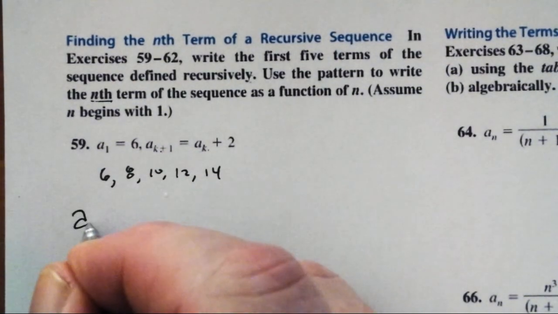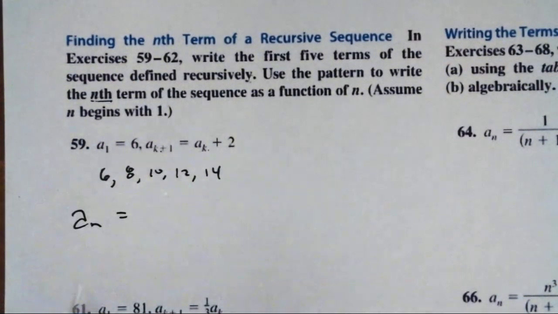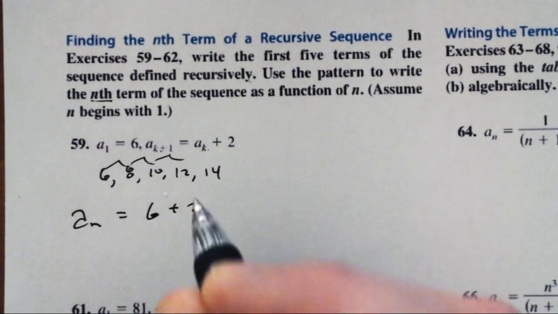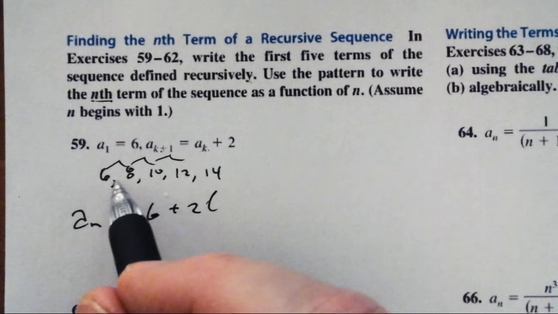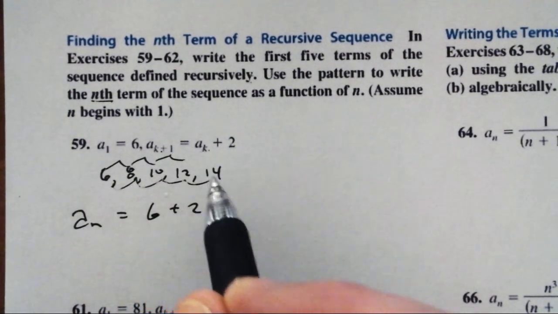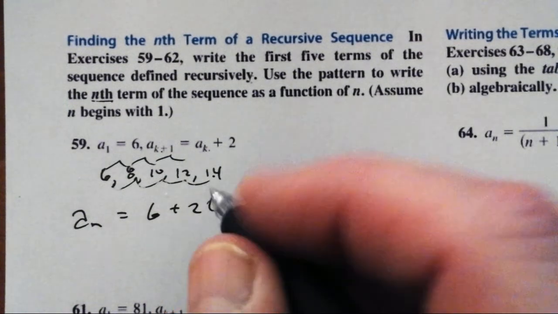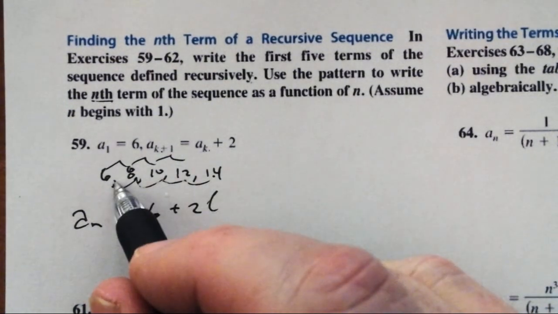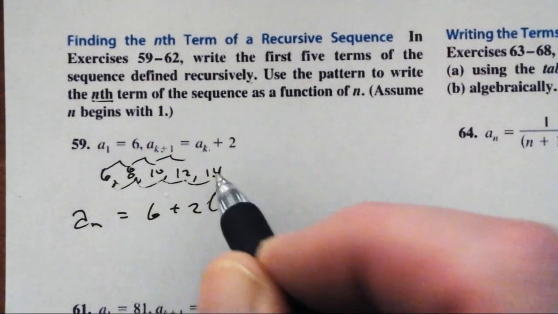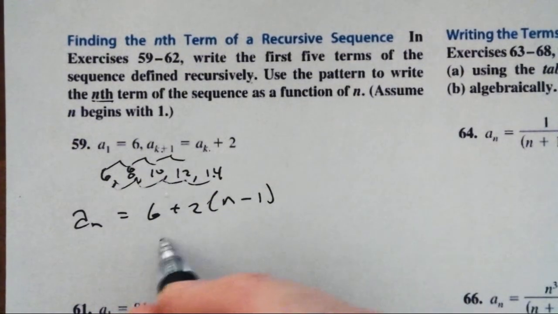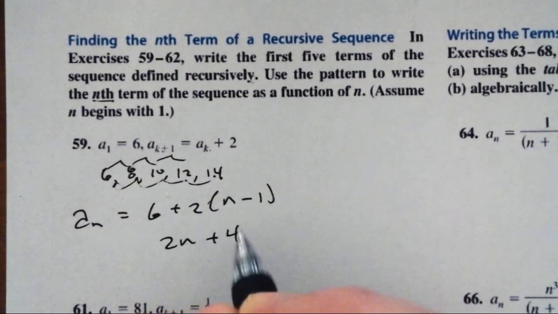And now we're supposed to write the nth term. Well, this is nice. Up 2, up 2, up 2, up 2. We start at 6. We start adding 2. How many times do I have to add 2 to get to 14? 4 times. But that's the 5th term. So it's 4 steps from the first term to the 5th term. How many steps to the nth? N minus 1. And we get 2n plus 4.